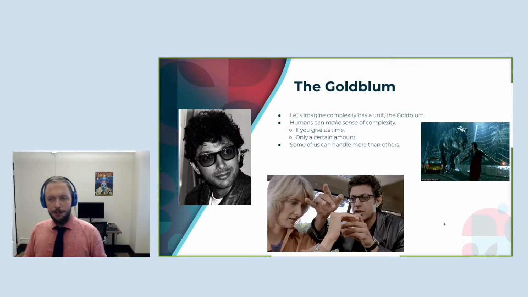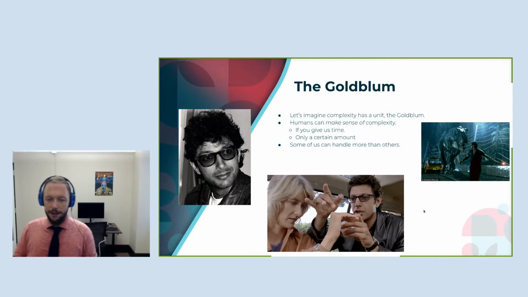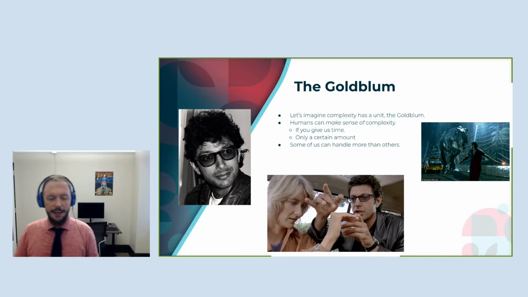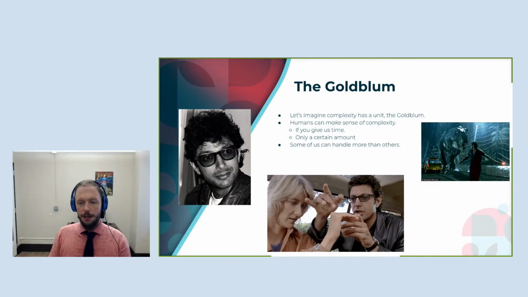So I'm introducing a made-up unit of complexity. Let's call it the Goldblum, after the actor Jeff Goldblum and his famous character in the movie Jurassic Park, with this scene in the middle here talking about chaos, which is a related topic to complexity. So let's just imagine, for the sake of being able to put some numbers into this model, that there's a unit, the Goldblum.